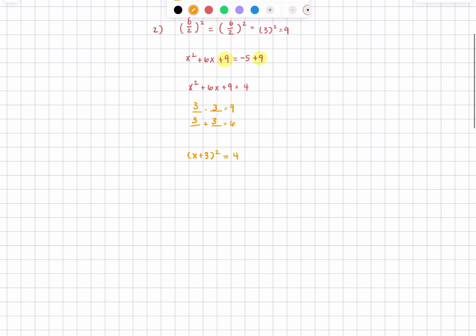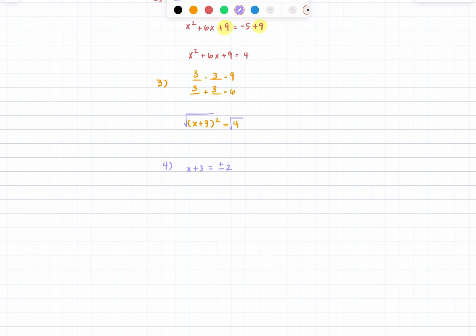Now all I'm going to do is take the square root. So this is my third step. I'm going to move on to my fourth step, which is taking the square root of both sides. So take the square root, and I don't need the parentheses: x plus 3 equals plus or minus 2. This is very important because negative 2 times negative 2 can give me positive 4, and positive 2 times positive 2 can give me 4 as well. That's why we're going to say plus or minus 2.